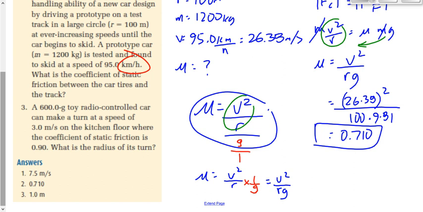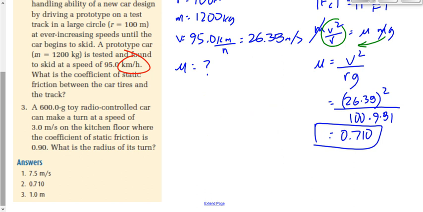And if you remember some of the questions that we've done earlier on in our last unit, friction between tires and road, 0.7, 0.8, something like that. Okay, it seems reasonable. All right, number 3. Number 3 says a 600-gram toy radio-controlled car can make a turn at a speed of 3 meters per second on the kitchen floor, where the coefficient of friction is 0.9. What's the radius of the turn?